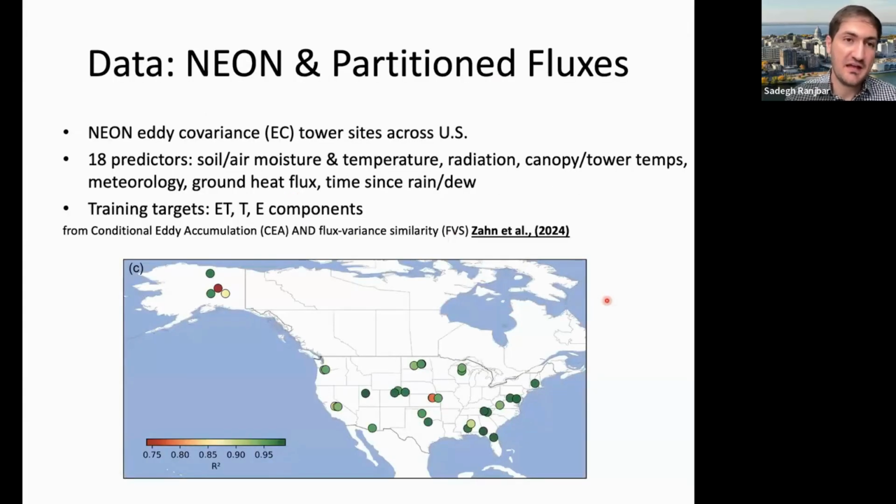So after that, we started to collect the data from the NEON network that is already available on the website, and we use some predictors from measurements from the sensors, like soil and air moisture and temperature, radiation, canopy tower temperature, meteorology data sets, and ground heat fluxes, and the time from the last precipitation or rain, or the time from the last dew event.